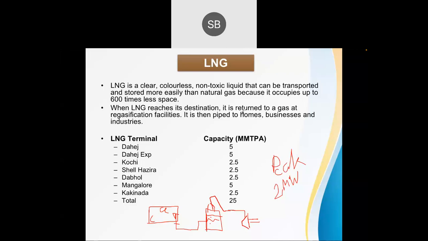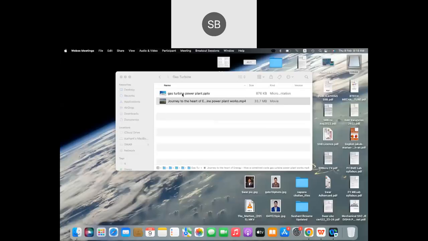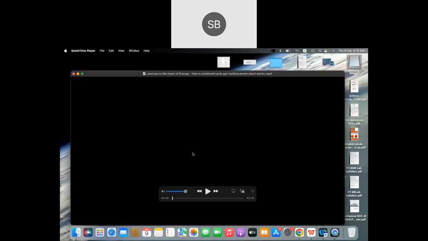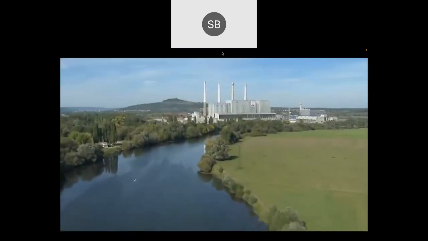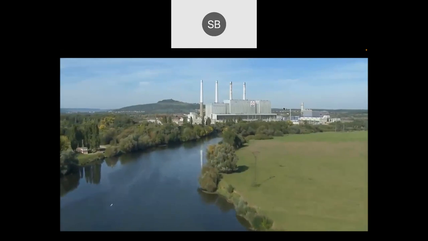When we combine these two power plants, it is called a combined cycle power plant, or combined cycle thermal power plant. I will show you one video regarding this, so you will understand the idea behind it, what is meant by a combined cycle power plant.